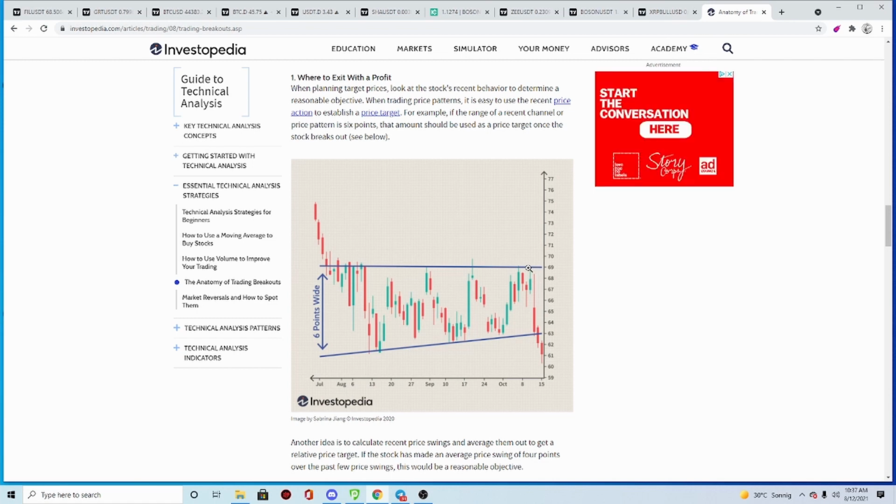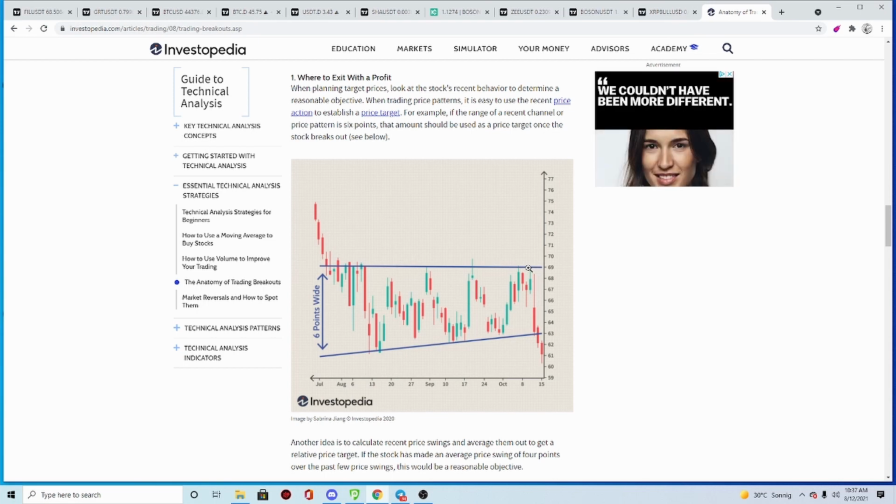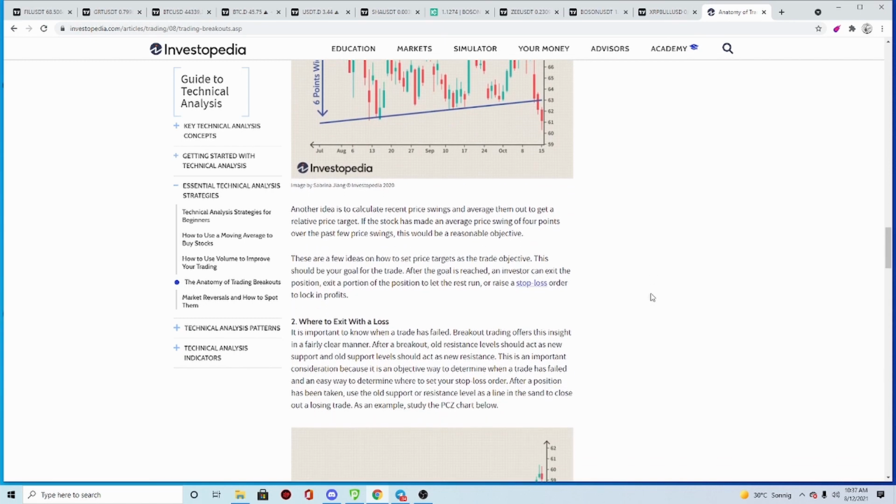Everybody trades differently. There's no, like, oh, you got to do this. There's just some simple rules. If you follow those rules, you'll be successful. Everything outside of that is up to you. You make it your own, make it fun, however you see fit, right? So another idea is to calculate recent price swings and average them out to get a relative price target. Okay, that's another way too.